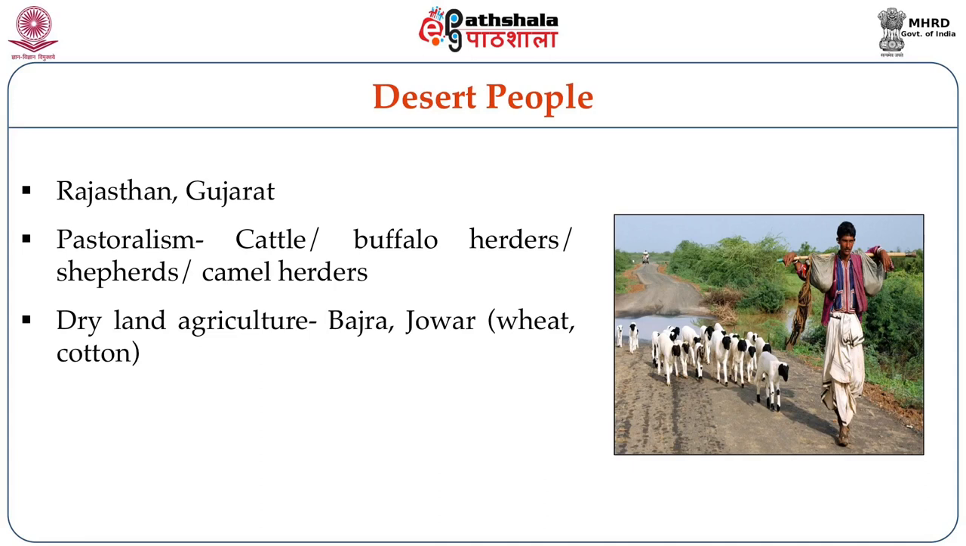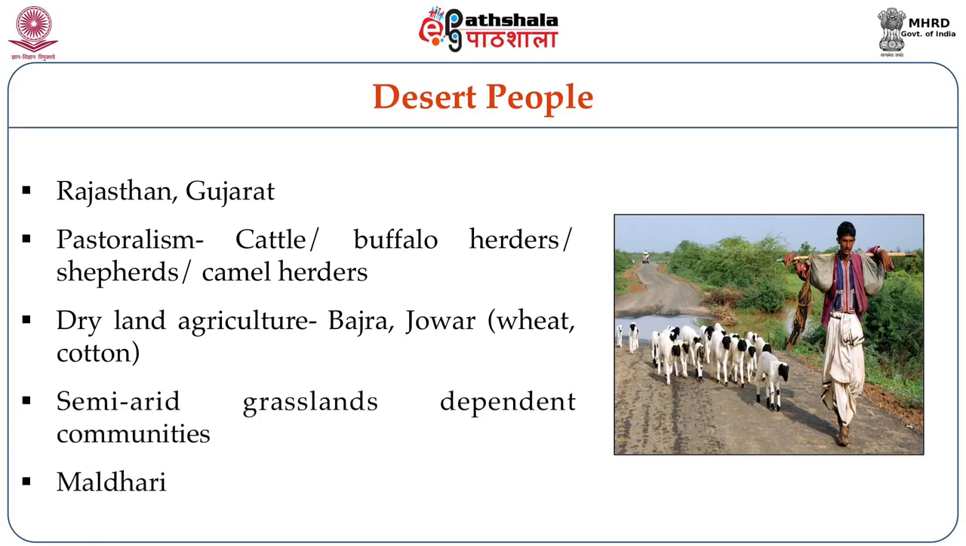The dryland agriculturists of this area, the Bajra growers, the Jowar growers, also had wheat and cotton. These are people who now depend increasingly on irrigation systems. And the whole landscape is therefore being changed. This is a bit scary because as climate change comes, we may find that the current type of agriculture we have will not suit new climatic conditions. The semi-arid grassland dependent communities like the Maldharis, for example, have beautiful breeds of cattle. And today the Maldhari has spread from the desert out into many wider areas with large herds of cattle.